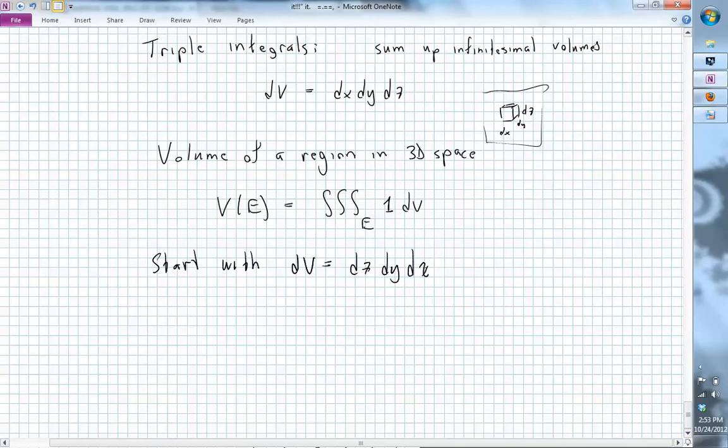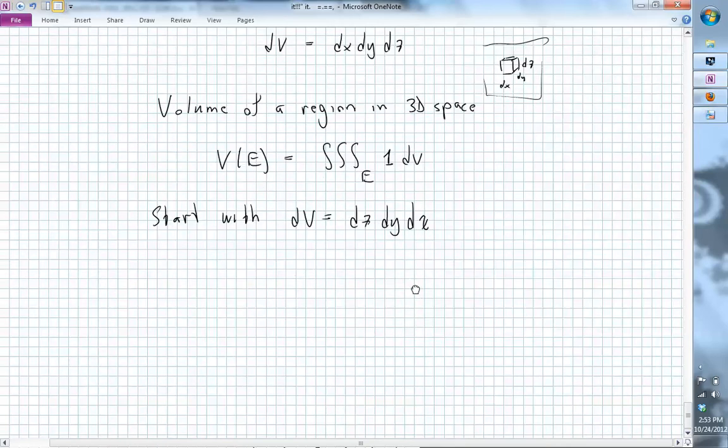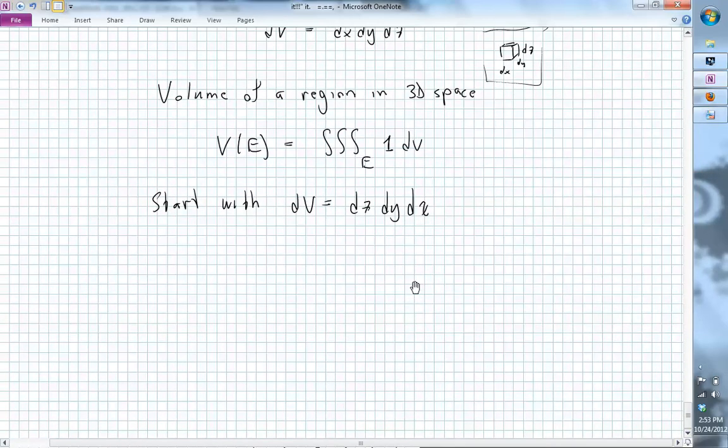Right? 3 factorial. And in 4 dimensions, it just gets greater and greater, right? So in 4 dimensions, it's 4 factorial. In 5 dimensions, it's 5 factorial. So there are a lot of different options here for dV. We're going to start with dz, dy, dx, again, because I think it's the most natural way to think about it at the start.